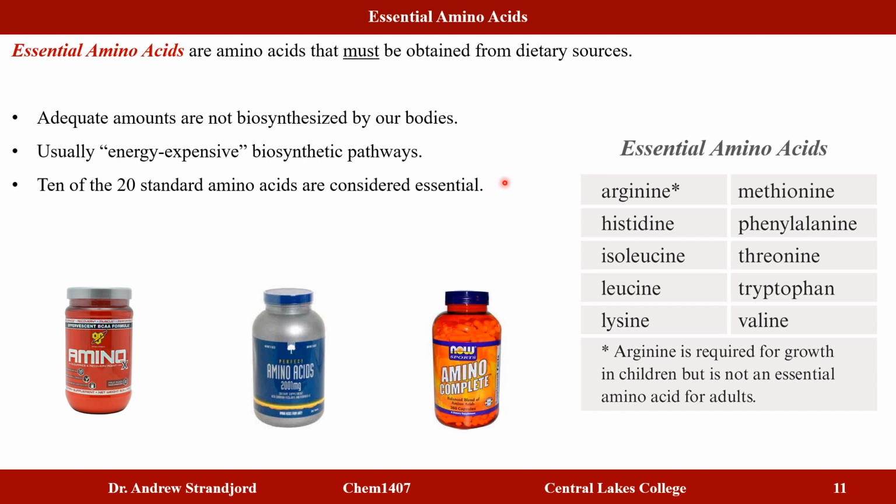10 of the 20 standard amino acids are considered essential, meaning we need to get them from dietary sources: arginine, histidine, isoleucine, leucine, lysine, methionine, phenylalanine, threonine, tryptophan, and valine. Notice there's an asterisk by arginine. That's because typically arginine is required for growth in children, but it is not an essential amino acid for adults, so it's got an asterisk beside it. In fact, I can go to the drugstore and buy supplements, in other words, pills that contain essential amino acids.